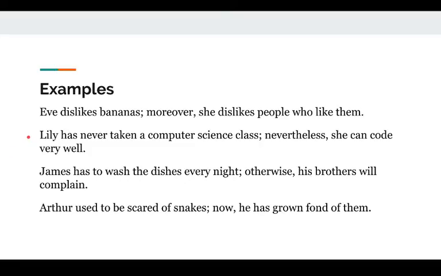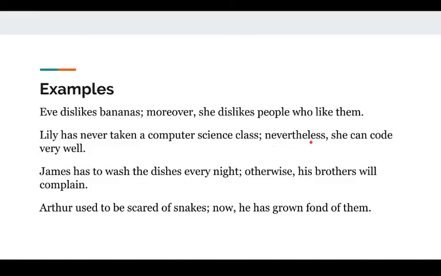In the sentence, "Lily has never taken a computer science class; nevertheless, she can code very well," the word nevertheless was used for opposing and contrasting. Lily has never taken a computer science class. The contrasting fact is that she can code very well. I guess it's surprising that she can code well even though she's never taken a computer science class. That's just showing a bit of contrasting facts. So again, semicolon before and comma after, and the transitional adverb is sandwiched between the two.